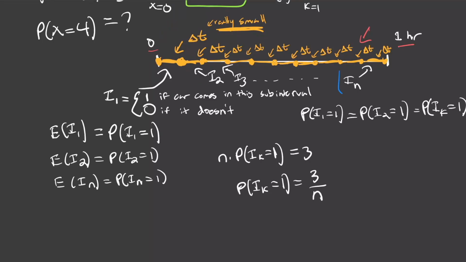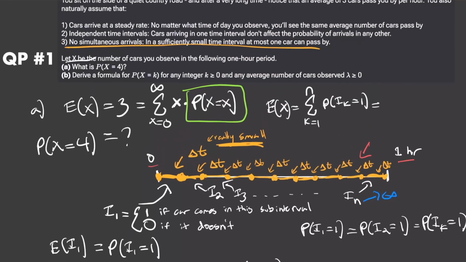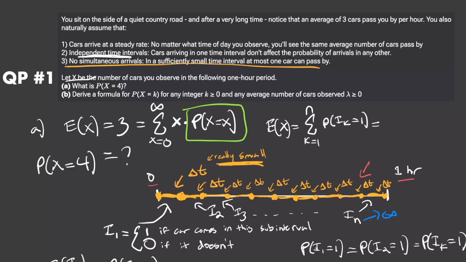So how do we know that no 2 cars can come within the same subinterval? Because we only have n indicators, we're basically going to end up sending n to infinity, and that's going to make these infinitesimally small, which will assure us that no 2 cars can come within that interval. But before that, now we actually want to calculate the probability that X is equal to 4. So now you can see where this is going. We're basically counting the number of successes among n Bernoulli trials. And from our second assumption up here, we assumed independent time intervals, so cars arriving in one time interval does not affect the probability of arrivals in any other. Okay, we have independent trials.